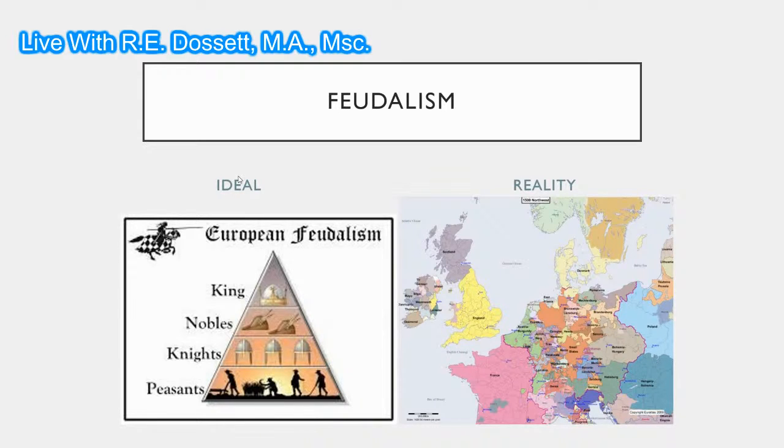What is feudalism? When you look at the left illustration on the screen, you can see a pyramid. And in the pyramid, there are 4 layers. The top layer has a crown in it, labeled king. The second layer from above has nobles. Then you have a layer called knights, and then you have a layer called peasants.